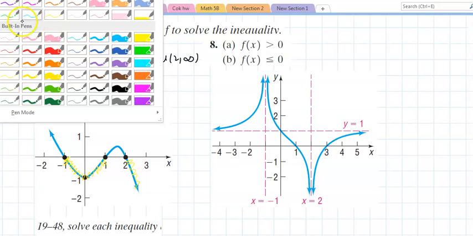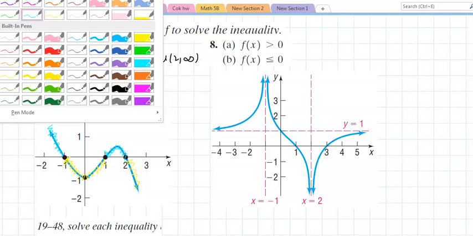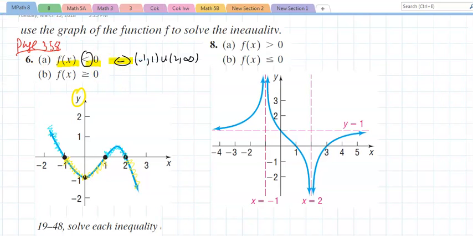And if I look at where's the graph bigger than 0? Bigger than 0 is right here and right here. This is where y is bigger than 0. So here I would say, where would this be bigger than 0, meaning positive? It's positive from negative infinity to negative 1, union with 1 to 2. I'm sorry, greater than or equal, so they're included.